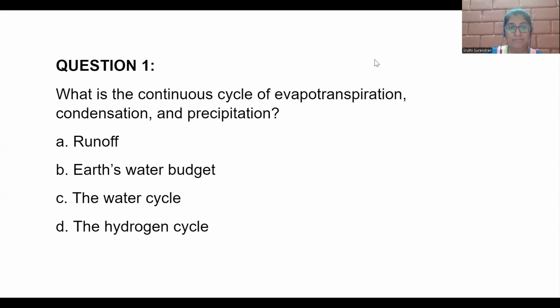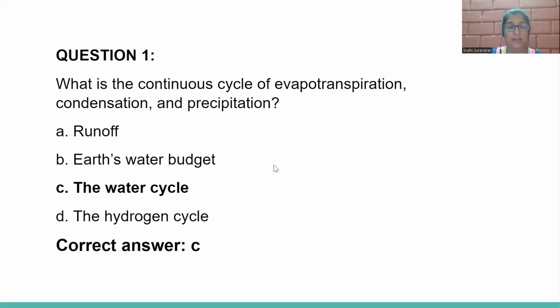So let's move on to the solution now. The correct answer is option C, the water cycle.